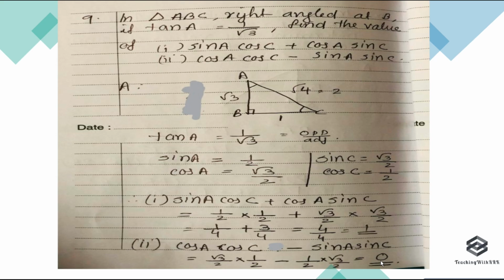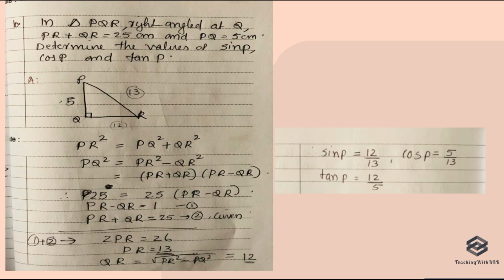10th question, in triangle PQR, right angled at Q, PR plus QR equal to 25 cm and PQ equal to 5 cm. Determine the values of sin P, cos P and tan P. First, draw a right angle triangle, right angled at Q. Q is right angled, so the other two angles are acute angles P and R. It is given PQ equal to 5 cm. Only one side is given and PR plus QR equal to 25 cm.